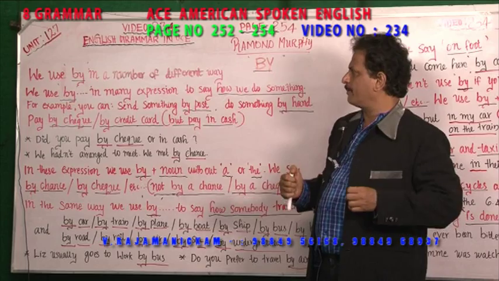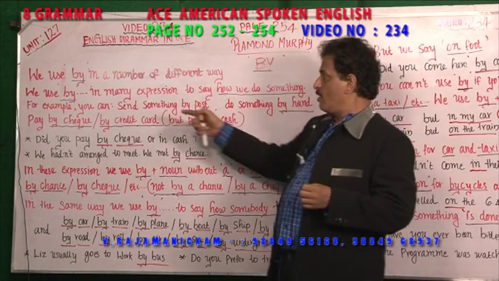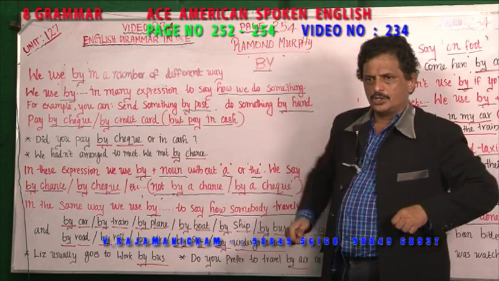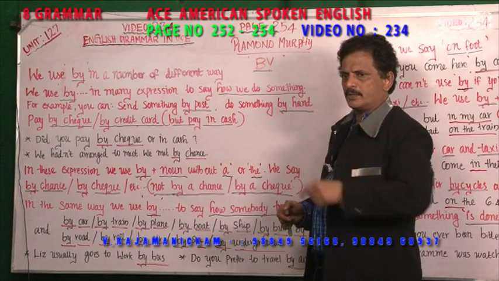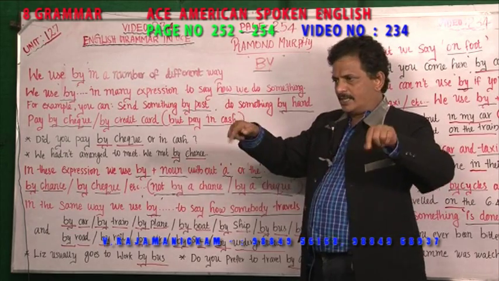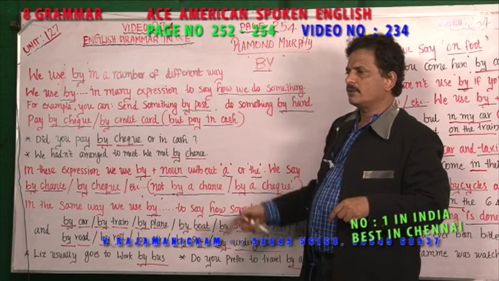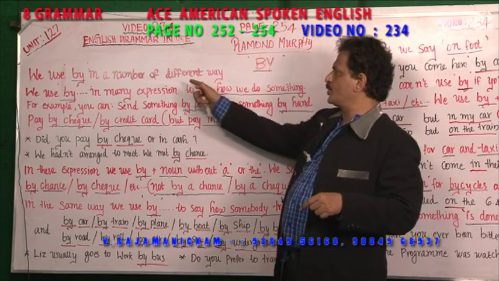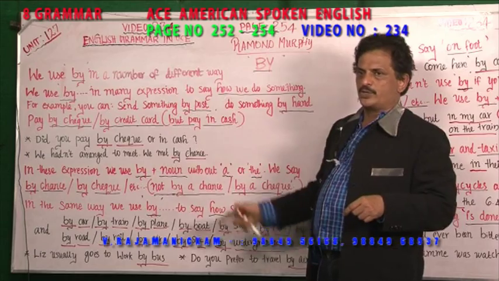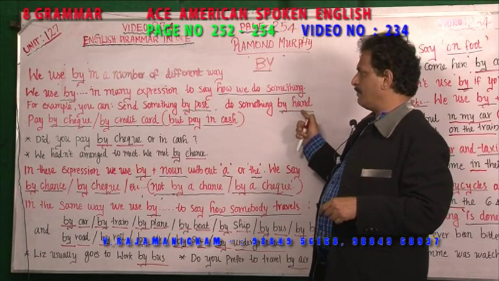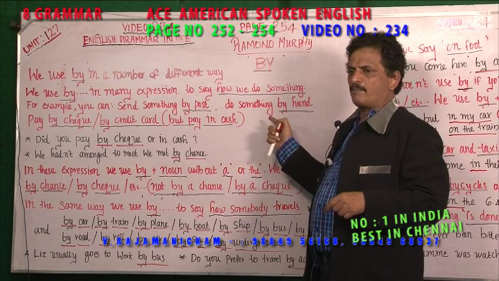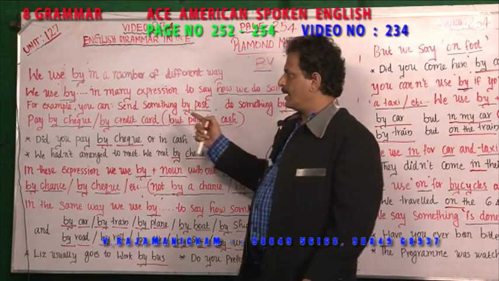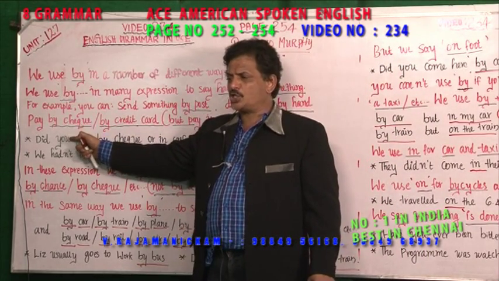How we do something. How are you doing something? There you are using "by". For example, you can send something by post. Tomorrow her husband is sending a laptop by post, by courier. So how do you do something that is expressed using the preposition "by"? Do something by hand. I cook by hand. I eat by hand. Next, please pay by check.